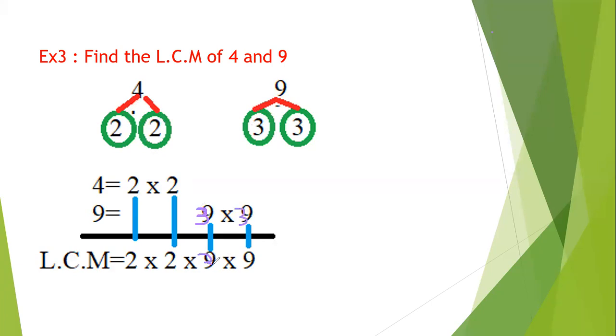Now let's get the LCM. By taking all the factors in the columns: 2, then 2, then 3, then 3. So the LCM will be 2 times 2, 4, 4 times 3 equals 12, 12 times 3 equals 36. So 36 is the LCM of 4 and 9. I can divide 36 by 9, and at the same time I can divide 36 by 4.